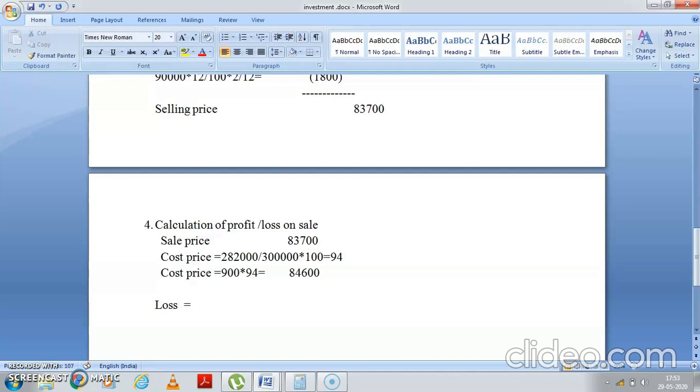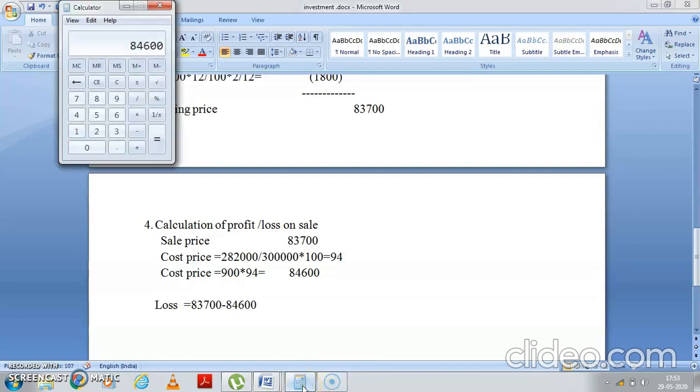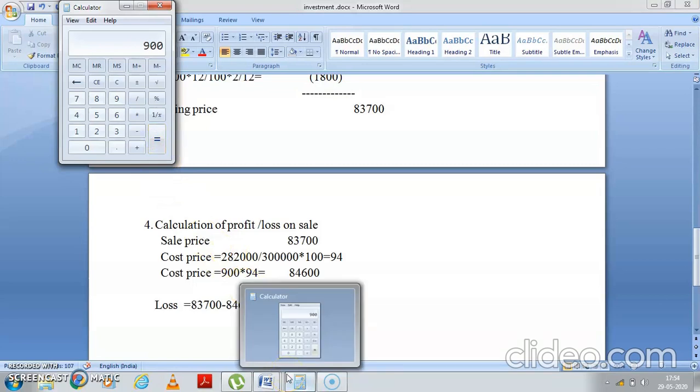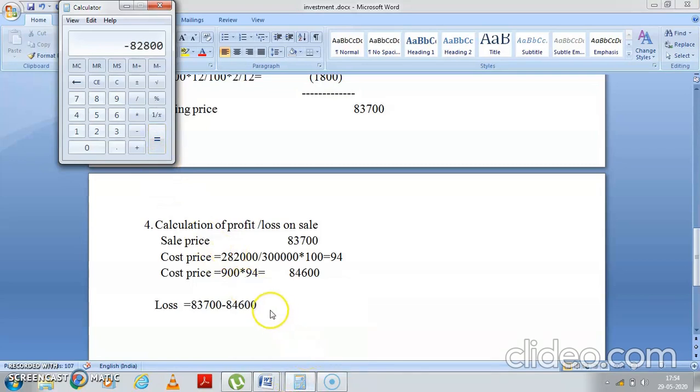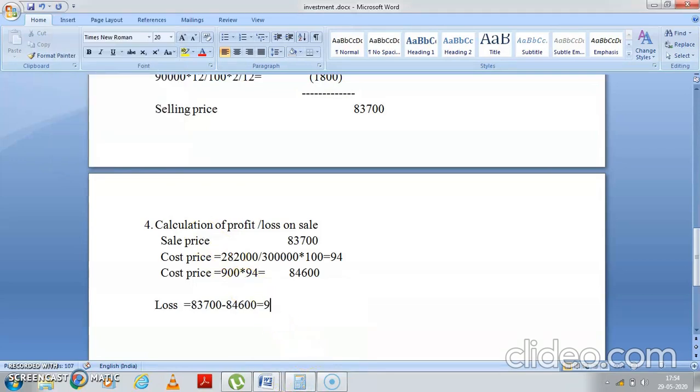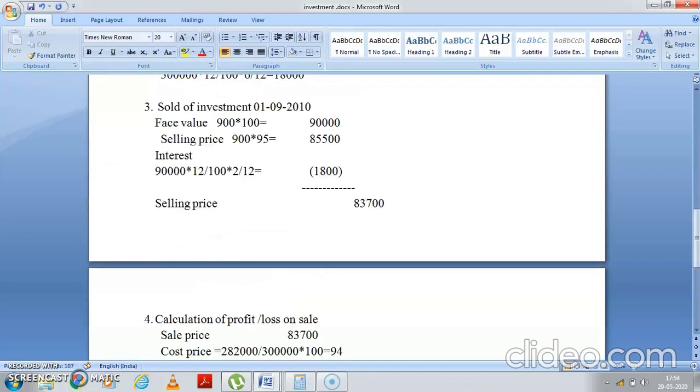So how the loss will be removed: 83,700 minus 84,600. So you're getting how much? Loss is 900. So your loss is coming to 900 rupees. Understood, students? Now see, in selling, these two things are important.